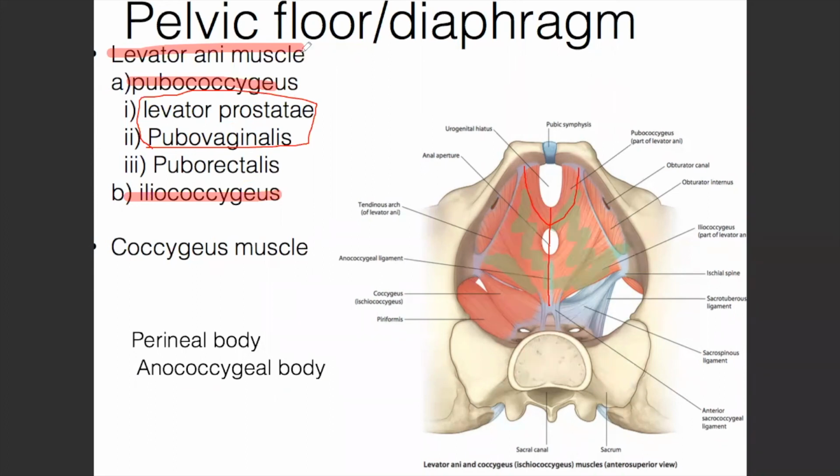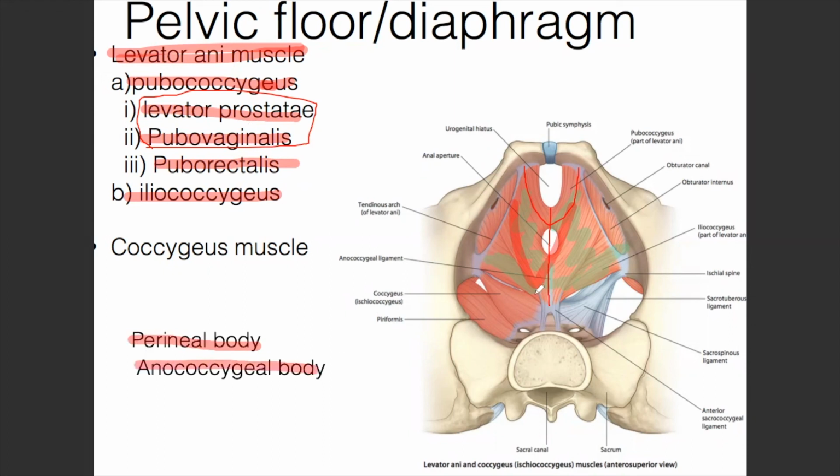Repeating really quickly, we've got the levator ani muscle, which is pubococcygeus and iliococcygeus. Pubo is the one that's here, and it's slinging around areas. The parts in males sling around the prostate and the rectum, while in females it's around the vagina and the rectum. The front two, the prostate and the vagina ones, insert into the perineal body, which is in the midline. And there's the puborectalis, which inserts into the anococcygeal body, which is also in the midline but behind the anus.